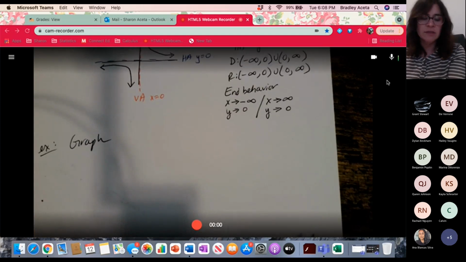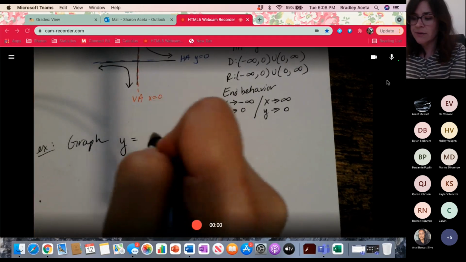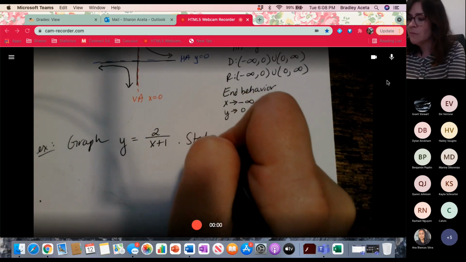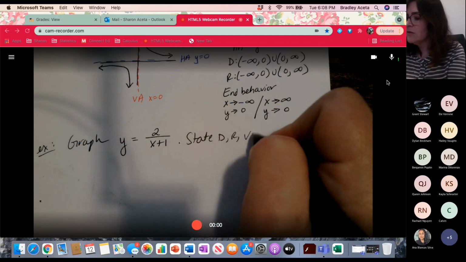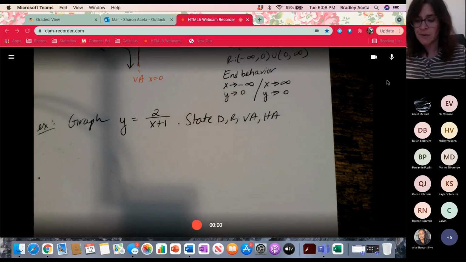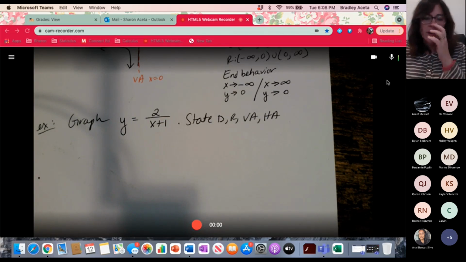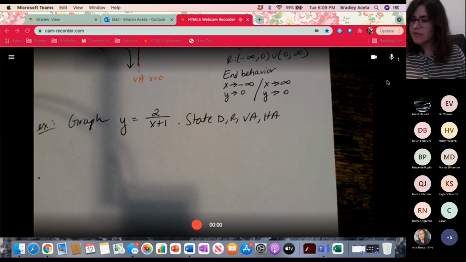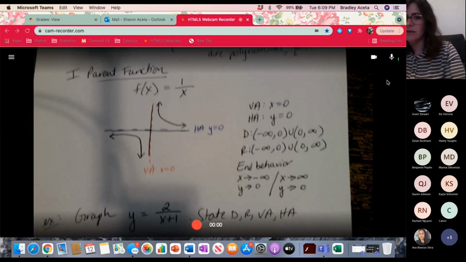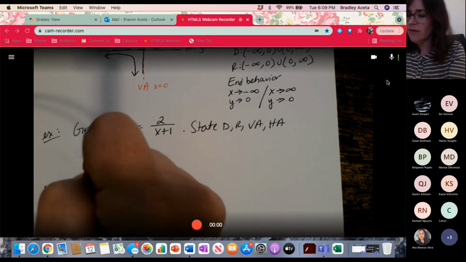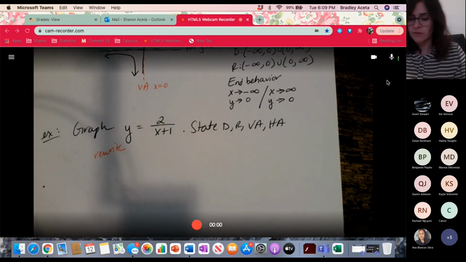And again, you can obviously use Desmos or your calculator, but we're going to be able to do all of these pretty much without it. State the domain, the range, the vertical asymptote, and they're going to make you do all this on homework on good old MyMathLab. Okay. So we're going to graph y equals 2 over x plus 1, and we're going to state the domain, range, vertical asymptote, horizontal asymptote. So the best thing to do, obviously, this is your parent function, 1 over x. Now you have a 2. Well, I'm going to rewrite that. Oh, I'm using red. Let me change my color.